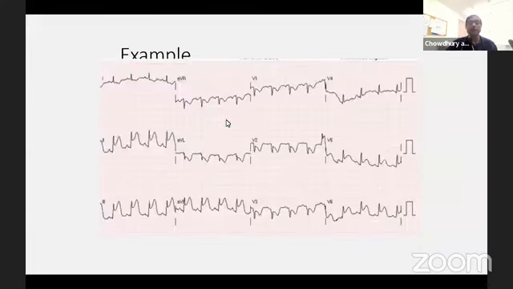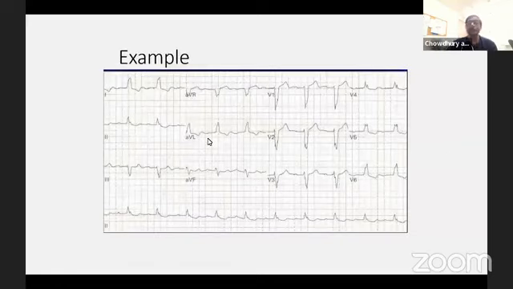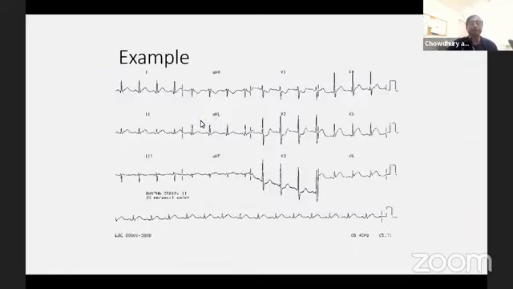How about this one? Lead 2, 3, aVF, and then if you look at lead 1 and aVL, ST depression. The leads 2, 3, aVF look like almost similar magnitude, but there is V5 and V6 also. Most likely a left circumflex, can be a dominant circumflex. Now, left bundle is always a problem.